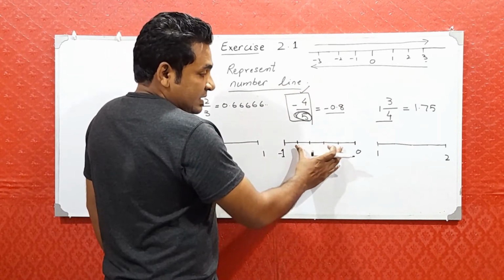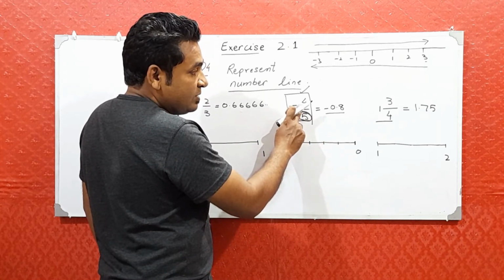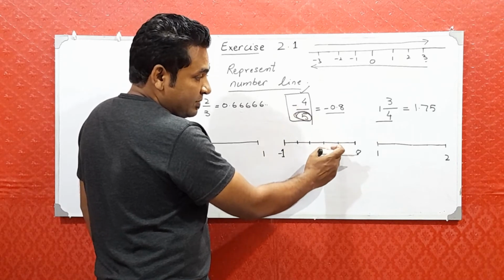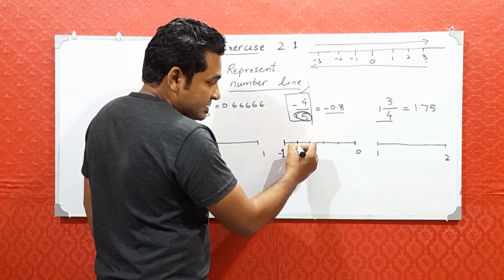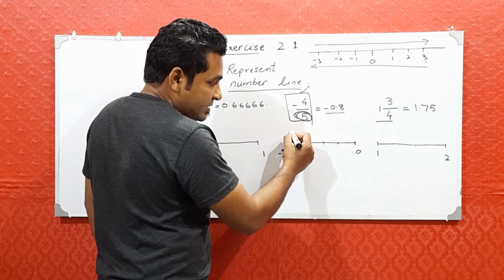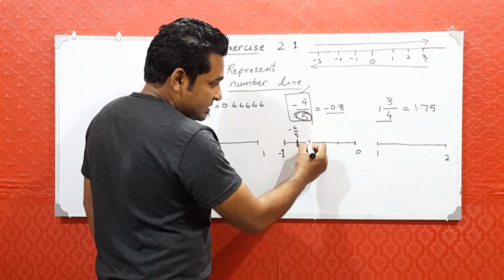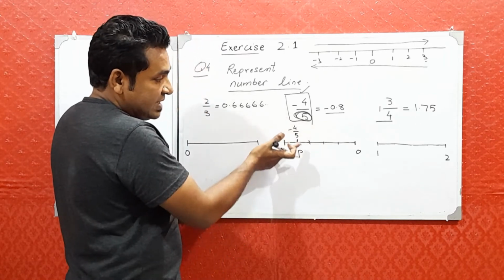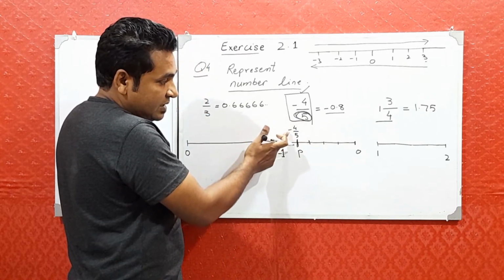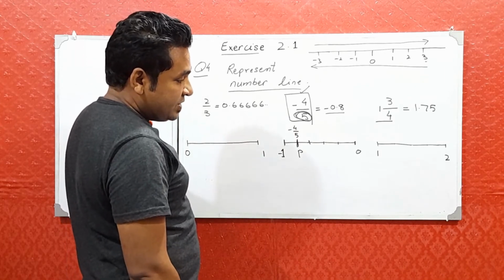Now 5 equal parts we have divided. Now what is written in the numerator? 4. Move from here: 1, 2, 3, 4. It will come here, -4/5 at this position. If I call this point P, you can see that P has come at this position, -4/5. I hope you have understood this.